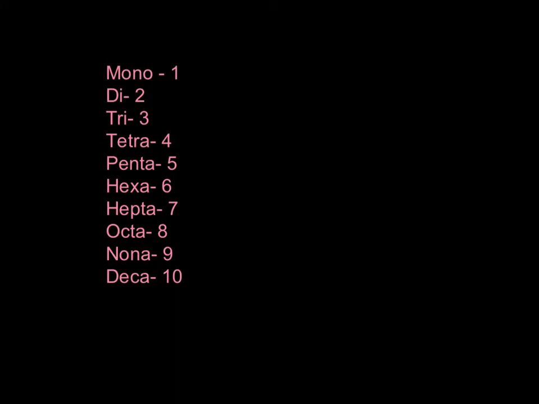In case you don't have them in your notes anymore, here are all of the prefixes, mono through deca, so that's 1 through 10. These would be the prefixes you use to represent the different amounts of the elements in a covalent bond. Don't use these for ionic bonds, just covalent. And remember that mono only gets used on the second element, never on the first.